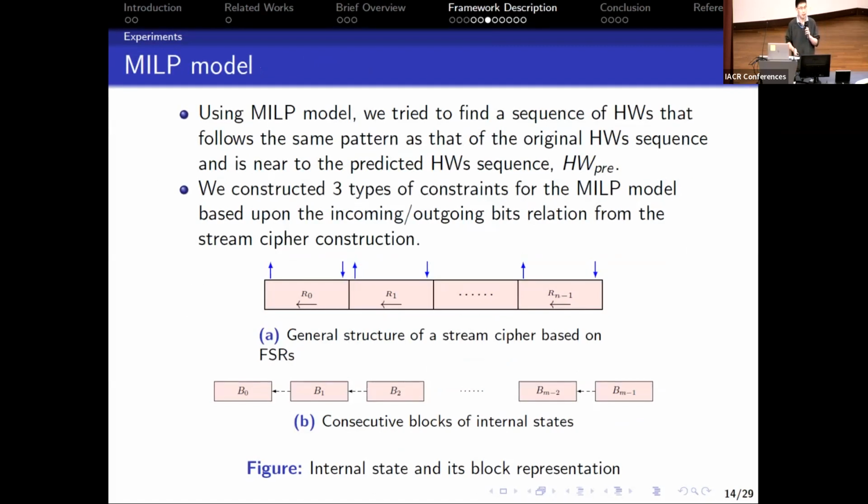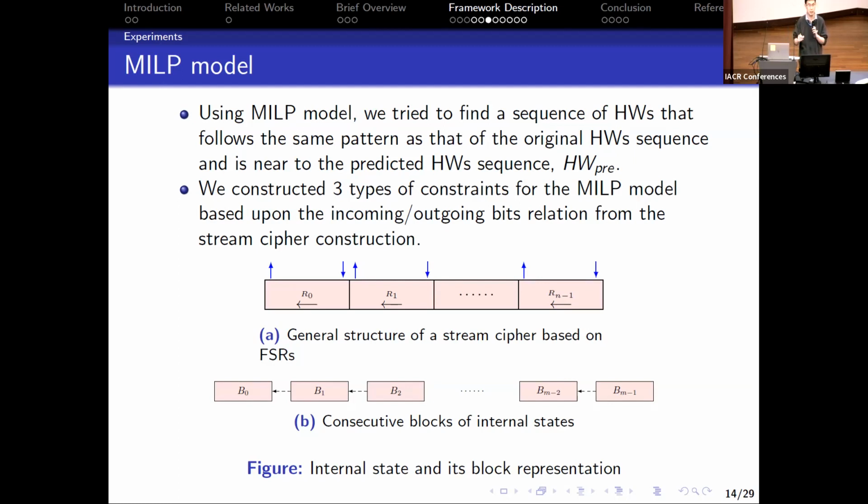For figure A, this is based on the cipher construction. You have multiple registers; in the Trivium case, it's three registers. For each round, when the function is updated, there's a bit going in and a bit going out. Based on that, the Hamming weight will have certain properties. If the prediction is incorrect, the Hamming weight value will violate this relation, and it can be detected and corrected using the MILP model. So we use two models. The first one, as I mentioned, is based on the LFSR itself. The other is based on the implementation on the board.